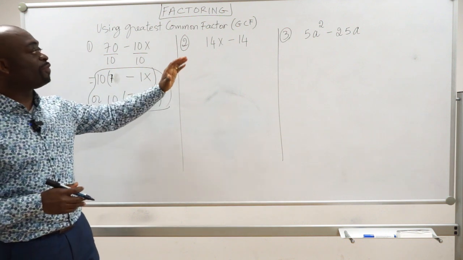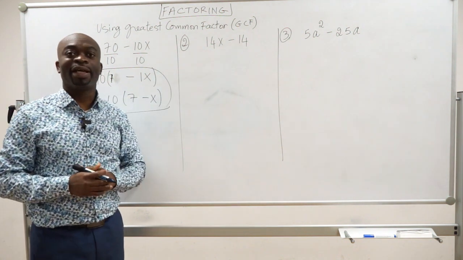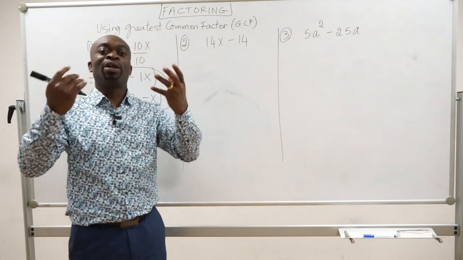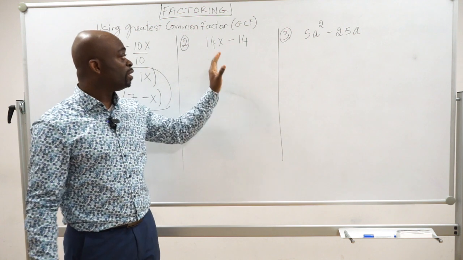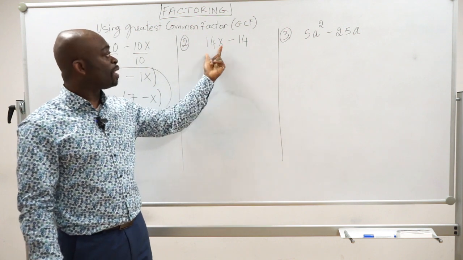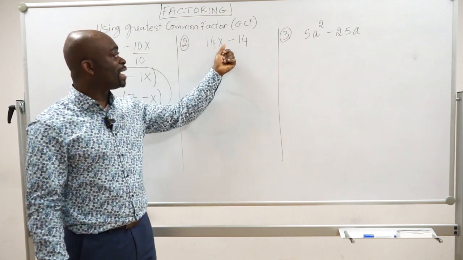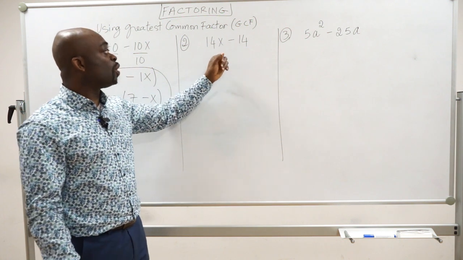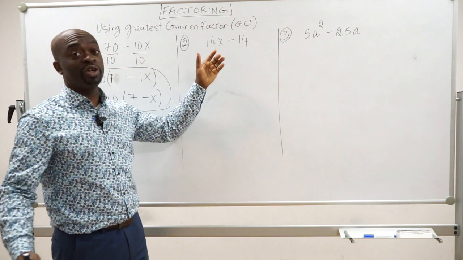Now, question number 2, we have 14x minus 14. Again, we're factoring, and we're factoring by pulling out whatever we have in common for these two terms. So we have 14x here and 14. There's an x here, and there is no x on this side. You guys see what's happening? But what do we have in common if we don't have x in common?